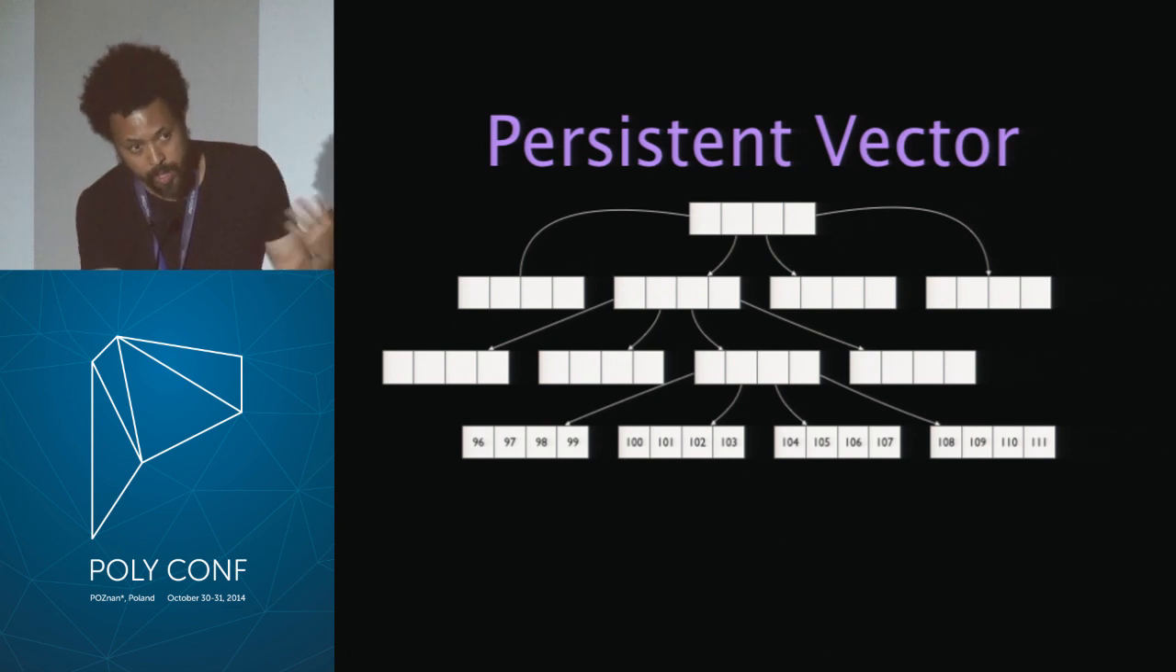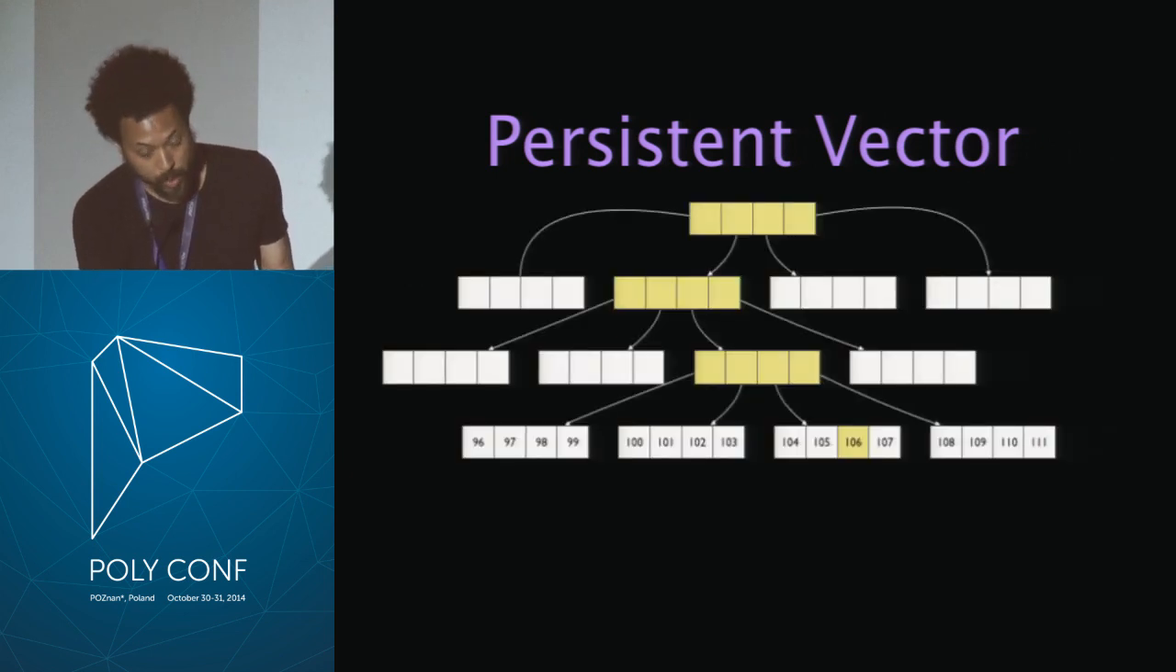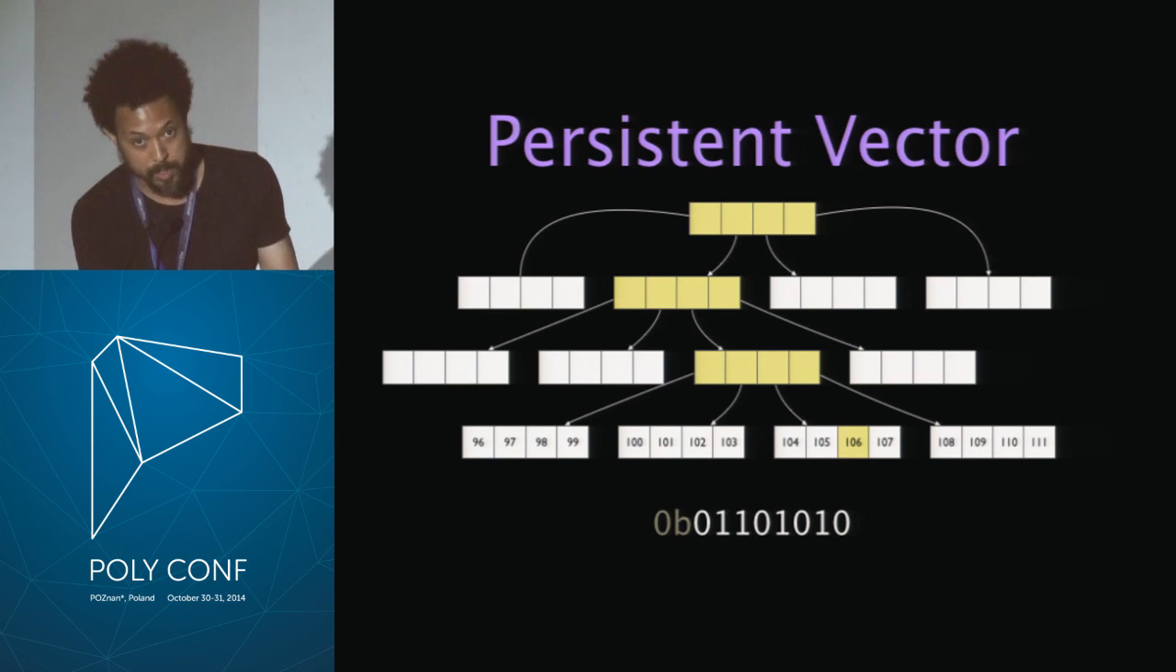Well, then you're like, well, okay, that's interesting, but how do I find anything in it? You have this funny property: if you want to find the 106th element, 106 is an integer. 106 actually has a bit representation, and you can mask the bits to find that particular thing.